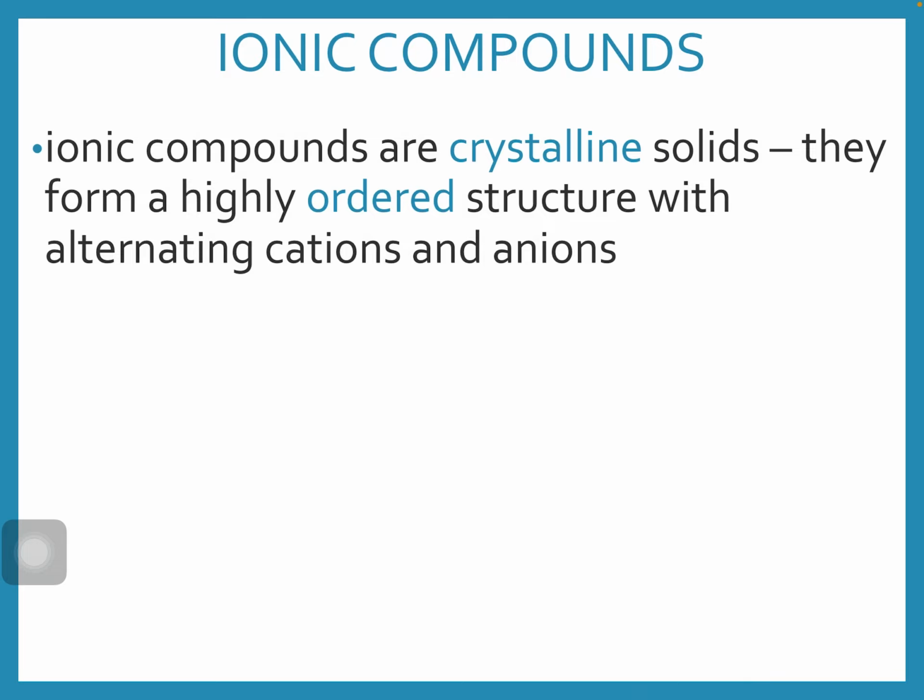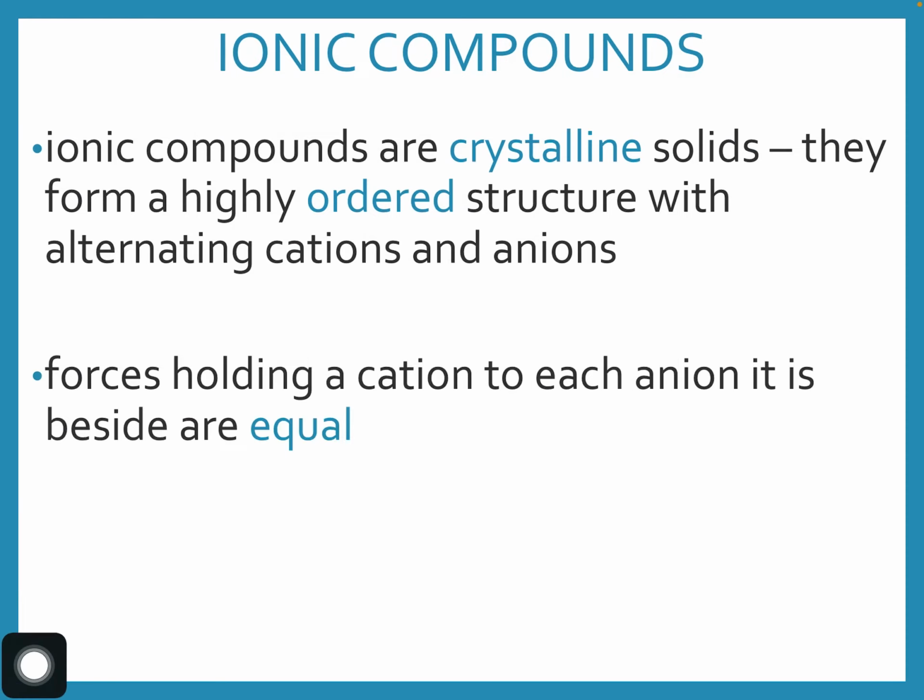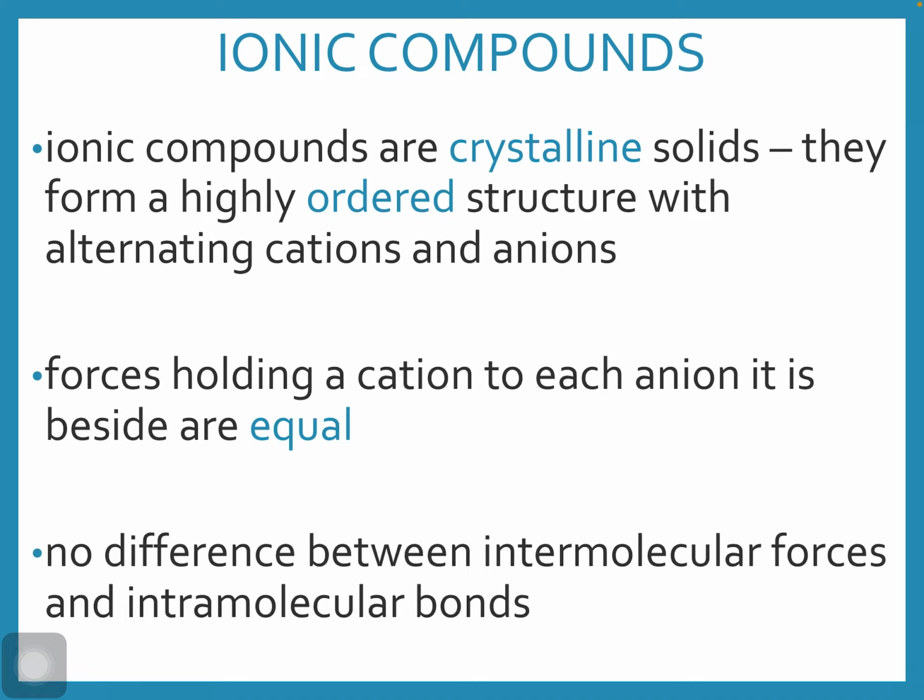So ionic compounds are crystalline solids, which means they form a very ordered structure where they alternate cations and anions. So we just saw that with the alternating positive and negatively charged ions. And the forces that hold a cation to every single anion, so on every single side of it, is completely equal, which is what I was just talking about. So you can't distinguish which cation and which anion are one molecule of an ionic compound.